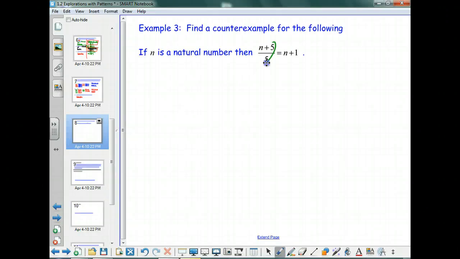Right, so in essence, they're doing something like this. They're looking at the 5 over 5, and they're dividing. And 5 over 5 is 1. I mean, that's a true statement without a doubt. But the problem is that this really isn't 5 over 5. It's (n plus 5) over 5.